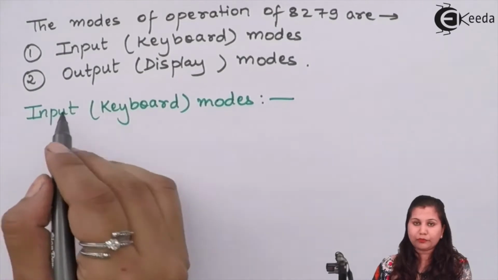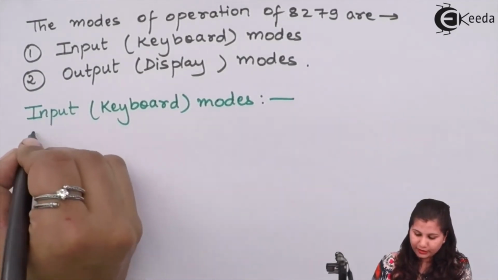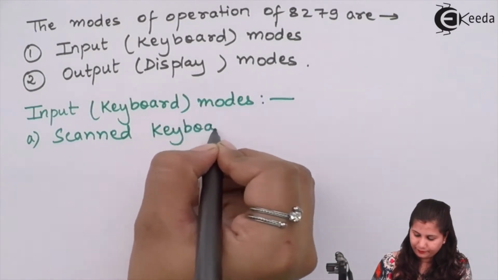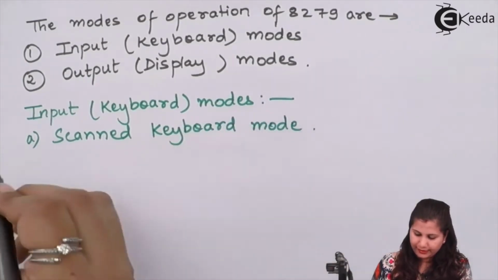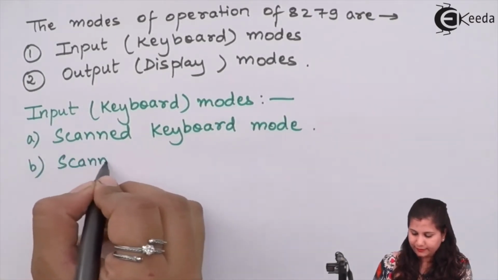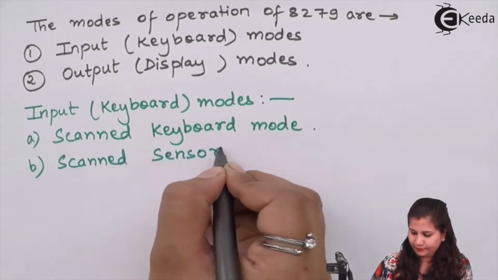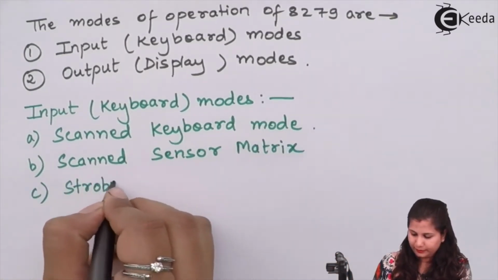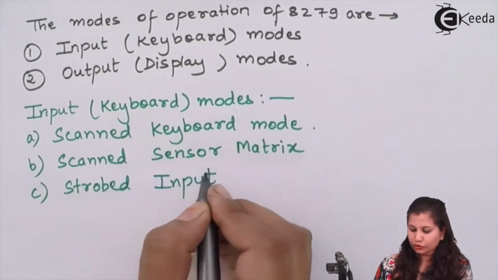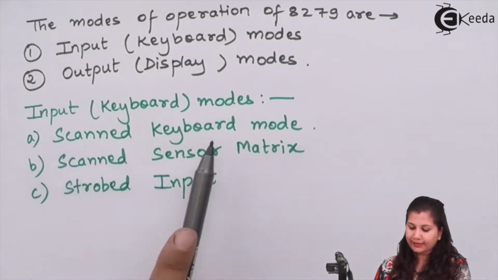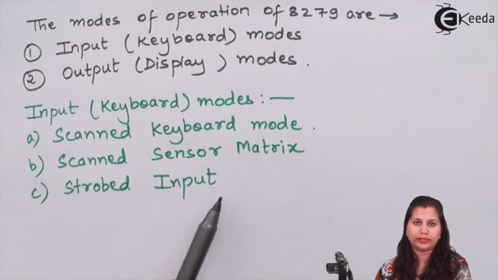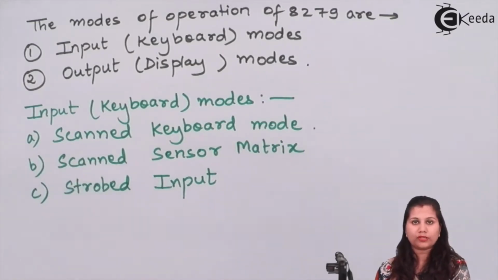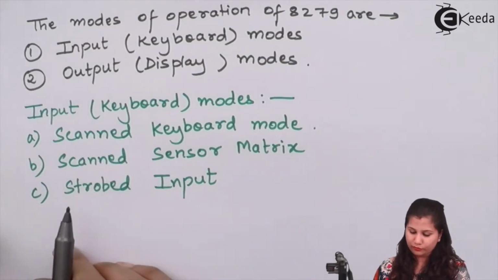There are three types of input modes, or we can say the keyboard mode. First is scanned keyboard mode. Second is scanned sensor matrix. And third is the strobed input. So there are three input modes: scanned keyboard mode, scanned sensor matrix, and strobed input. The scanned keyboard mode is further of three types. First, we will study these three modes one by one. So let us start with the scanned keyboard mode.